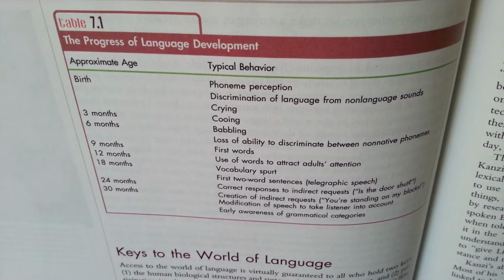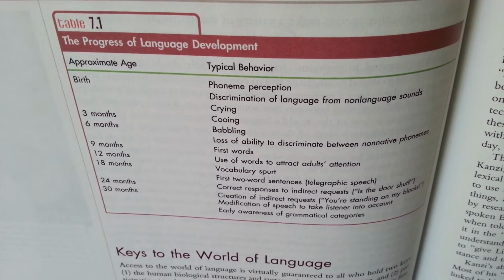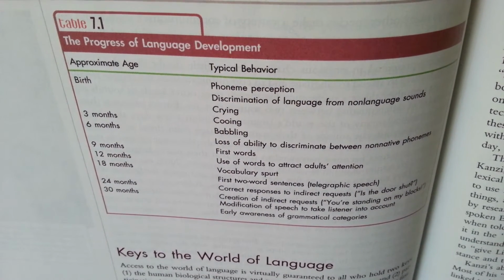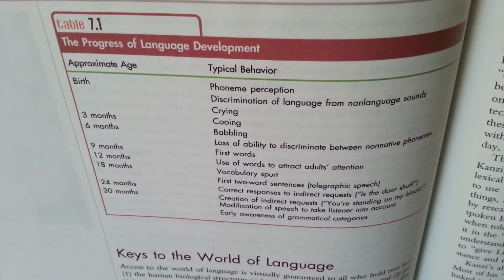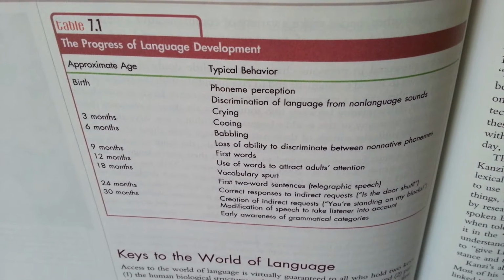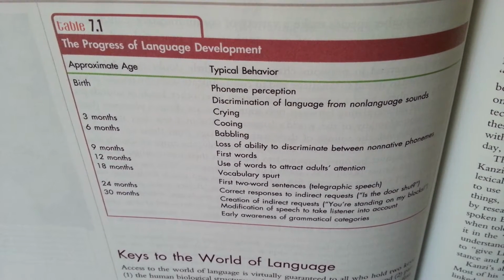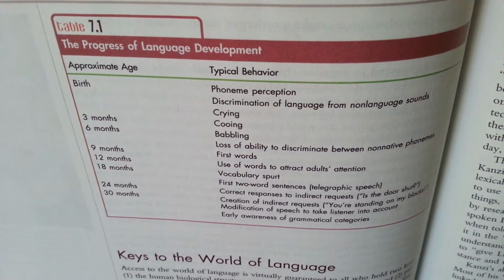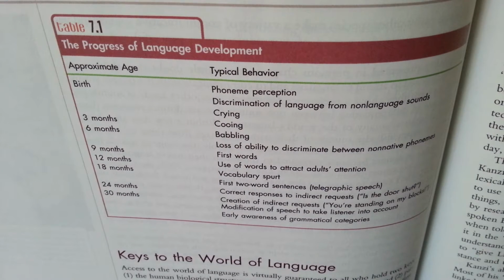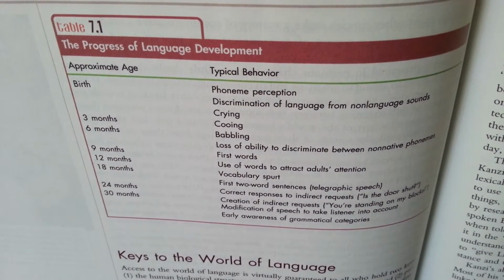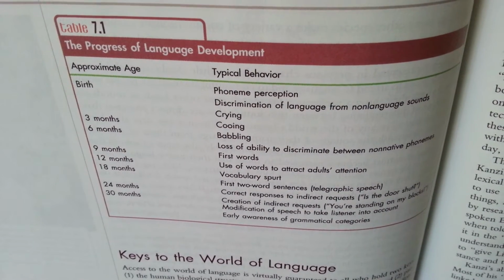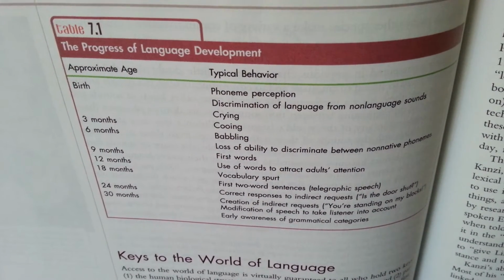Around 9 months is when they have their first words, and around 12 months they can use these words to attract the adult's attention. So, if they're thirsty, they might say bottle, or I don't know if they can fully say bottle, because the T's might be difficult, but baba, or they might, I don't know, like screaming mama to get mom's attention.